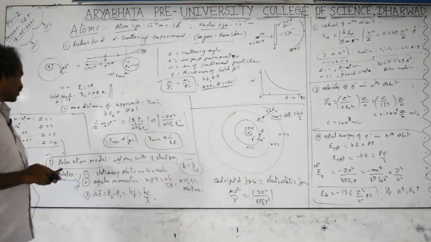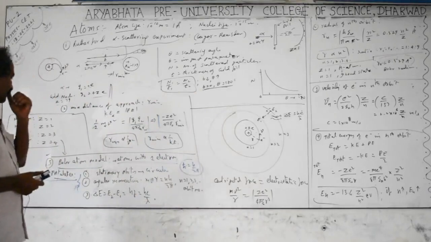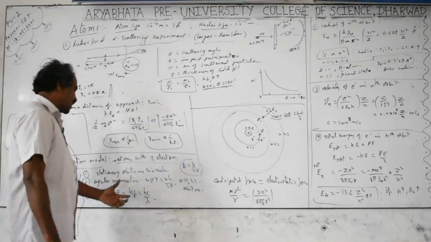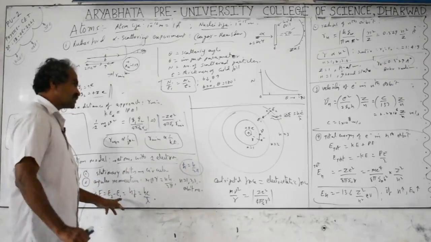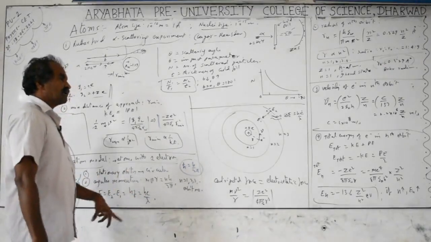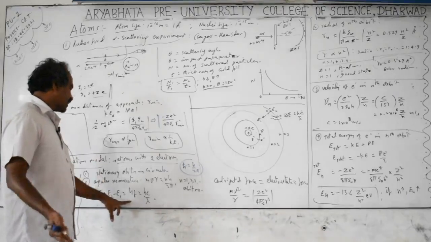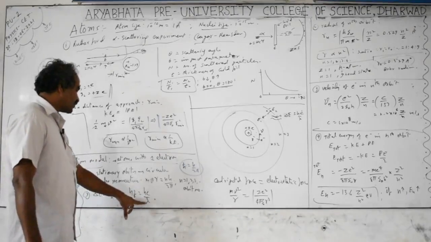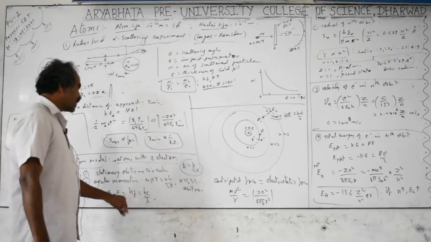Next, the third postulate. When the electron jumps from one energy level to another energy level, the difference in energy between the levels produces radiation. It emits radiation when jumping from one energy level to another, because it accelerates. Accelerated charges produce electromagnetic waves. It produces radiation of frequency f and wavelength lambda, with energy equal to hc by lambda, or hf.